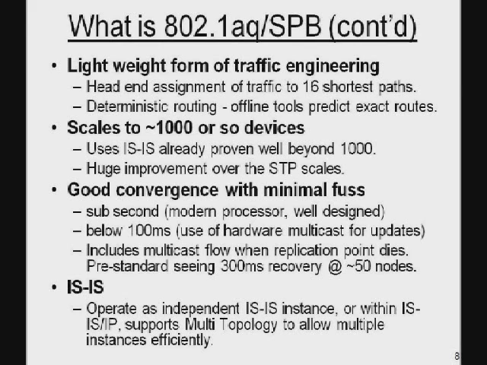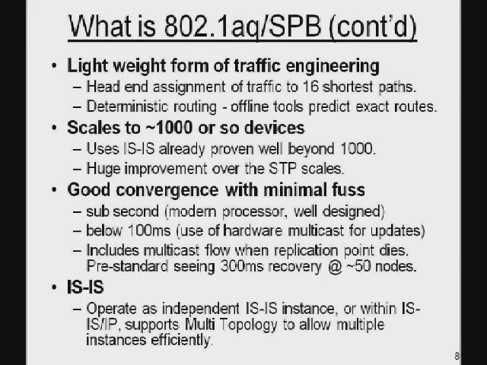Now, because the protocol is completely deterministic, because the routes are produced deterministically, offline tools allow you to predict exactly where your traffic's going to go. And the nice thing about this is that, through head-end assignment of traffic to the different shortest paths, you can do a form of lightweight traffic engineering. This doesn't involve CSPF and signaling and all of that, but nonetheless, it gives you a degree of balance and control over your network previously that wasn't available.